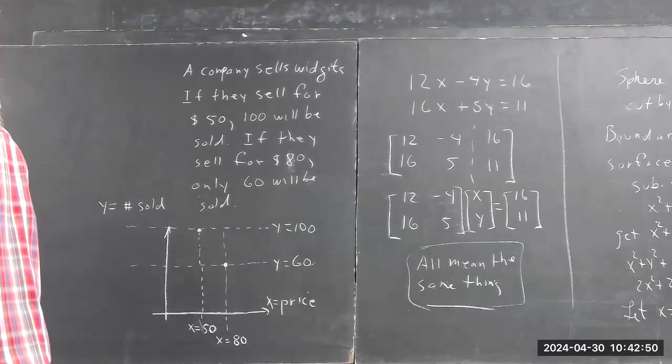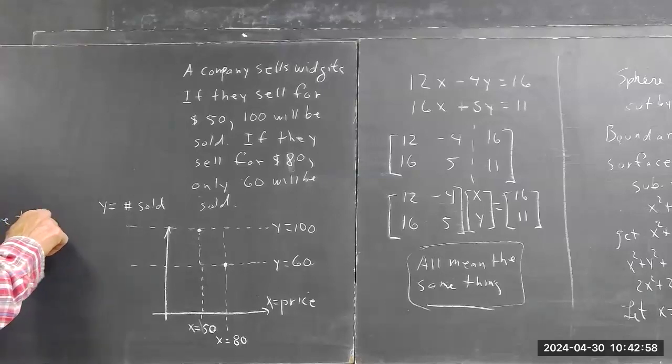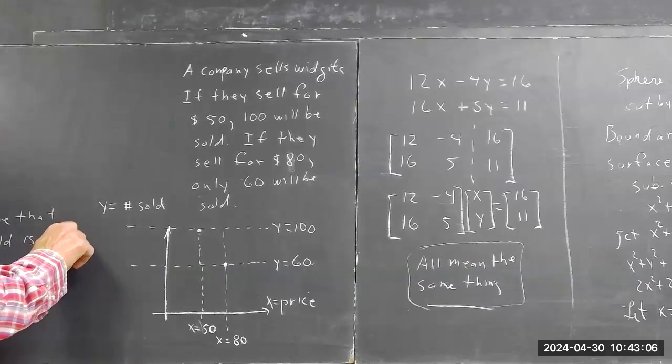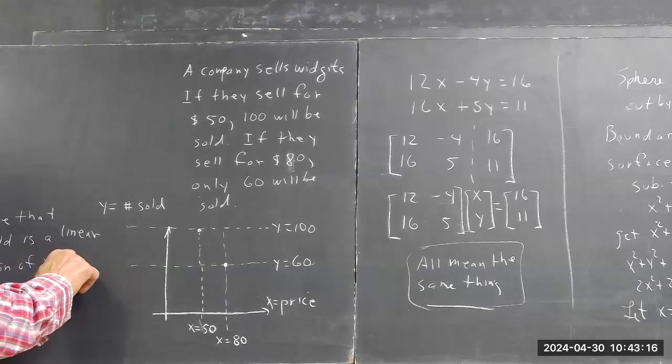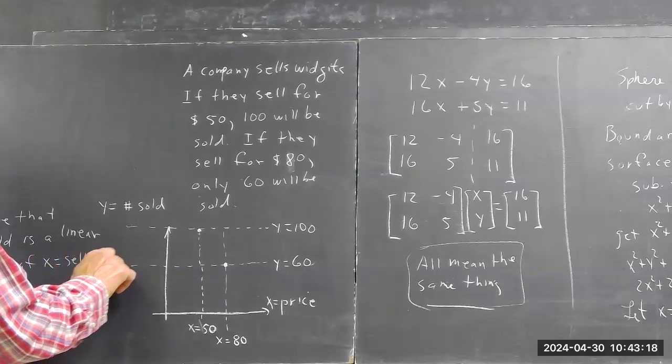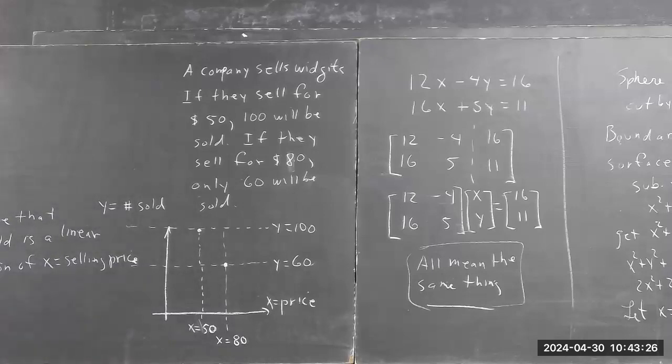Okay, well, now we assume y, which is the number sold, is a linear function of x equals a selling price. What's the function?